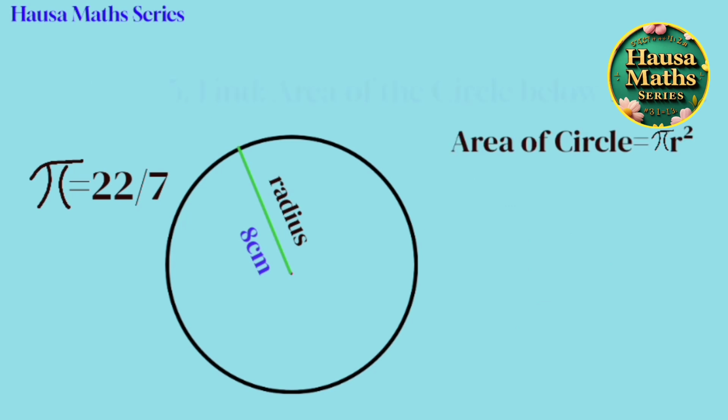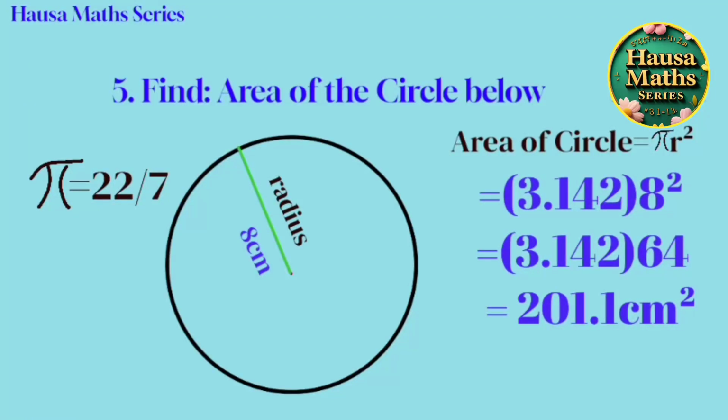We are going to use this same circle to find the area, which we are going to find now. Area of circle is pi r squared. The value of pi is 3.142 at the decimal place. Then the value of radius is 8. When you square it, it is 8 squared. 8 squared is 64. When you multiply it by 3.142 it is 201.1 centimeters squared. So that is the area of this circle.